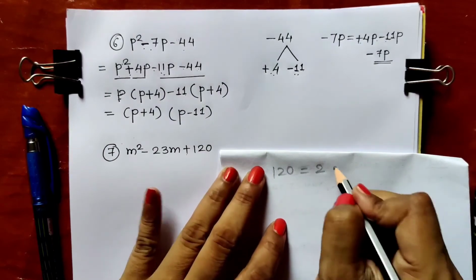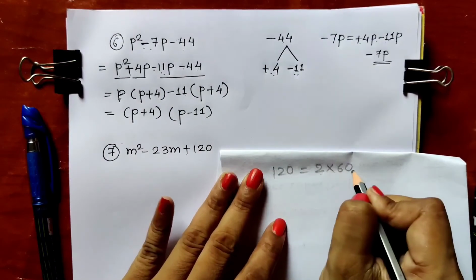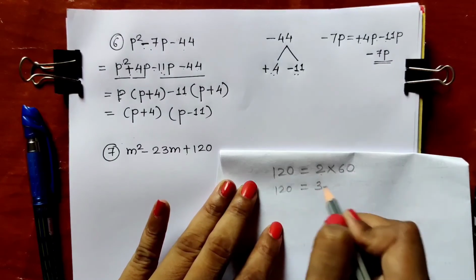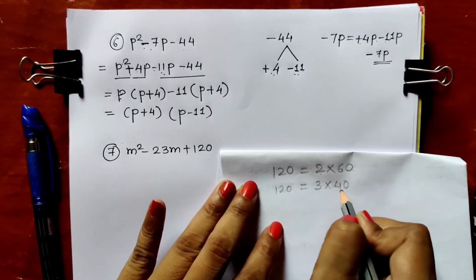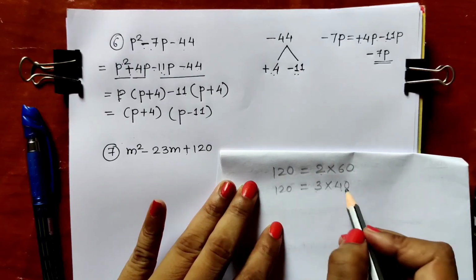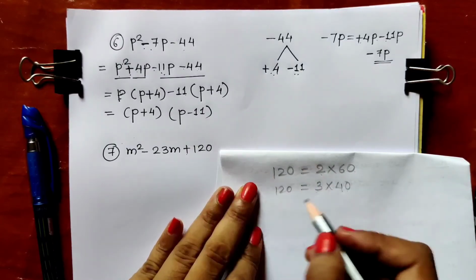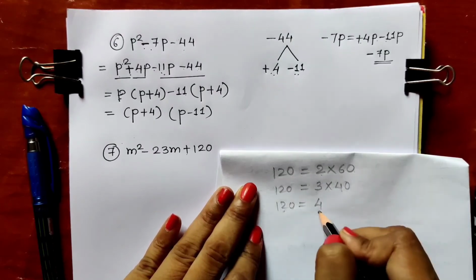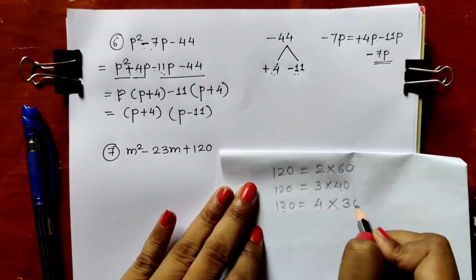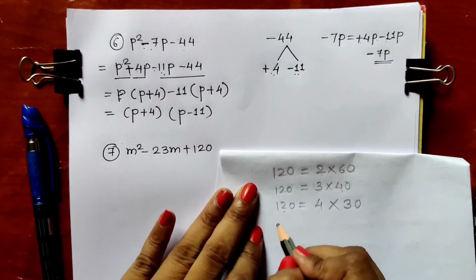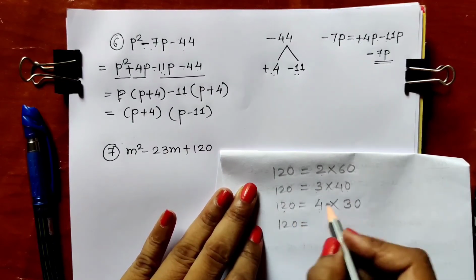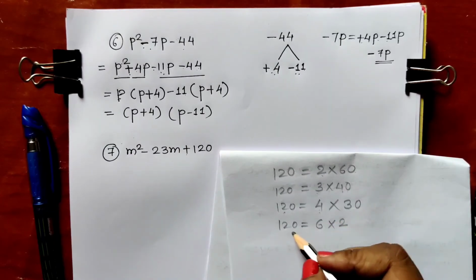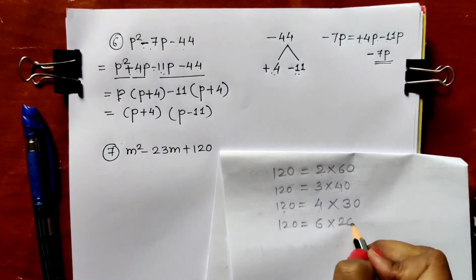First two factors will be 2 into 60, but 2 plus 60 is not 23. Then the next two factors will be 3 into 40, correct? 3 fours are 12, but 3 plus 40 is 43. We are not getting 23. Then the next two factors, if you divide by 4, the first factor will be 4. 4 threes are 12. 4 plus 30 is 34.